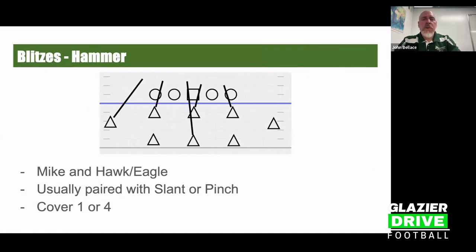All right. Hammer, we're sending the hawk or eagle from the outside, and we're sending the Mike on the inside. We would pair this usually with pinch or slant. Slant would be going away from it. So, for example, we would go slant strong, hammer weak. That would send these guys all to the opposite side, which allows him to come without having a guy in his same gap. Okay?